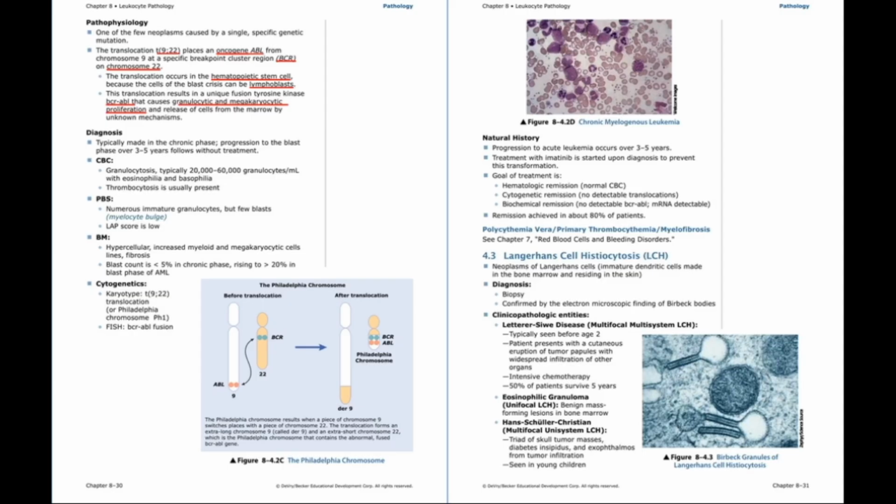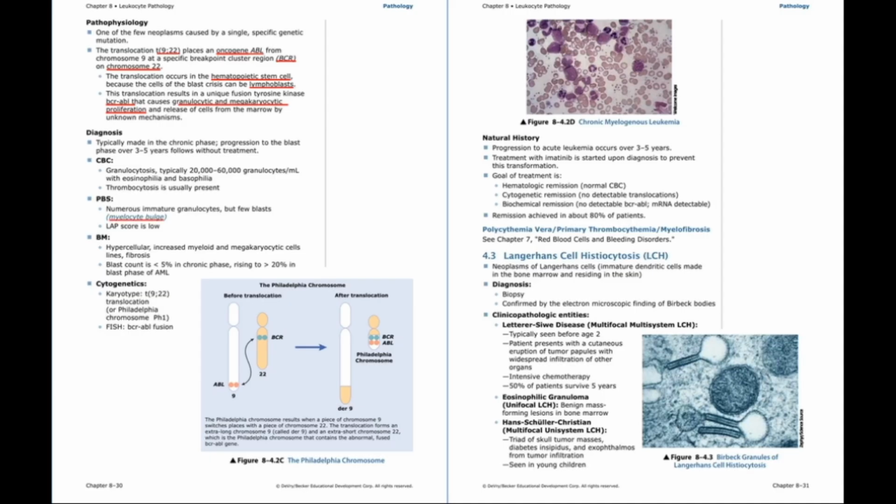In the chronic phase, the CBC is going to show granulocytosis, anywhere from 20 to 60,000 granulocytes, and is often associated with eosinophilia and basophilia. Because the disease also affects megakaryocytes, thrombocytosis is usually present. On the peripheral blood smear, numerous immature granulocytes are present but not blasts. There is loss of the normal relationship of maturation, and this is characterized by the term the myelocyte bulge.